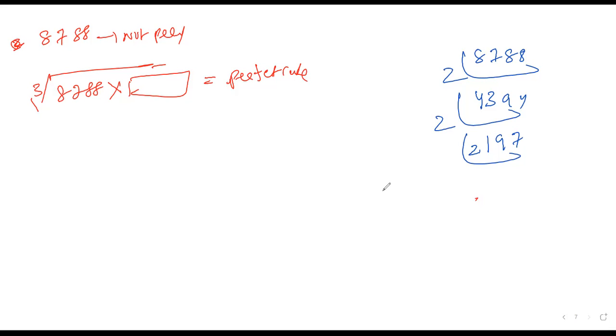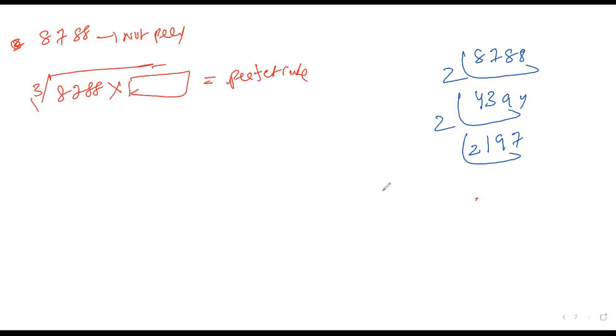Once again, the question is what? 8788, right? Then after this, it has to be 2197. So 2197 should be multiplied with the given number. It is not divisible by 3 also. It is not divisible by 4 also, because the 4, 5, 6, 7 tables are not dividing.